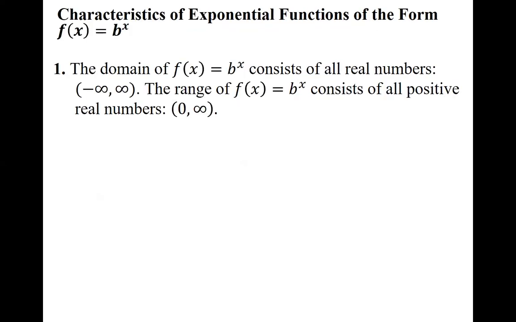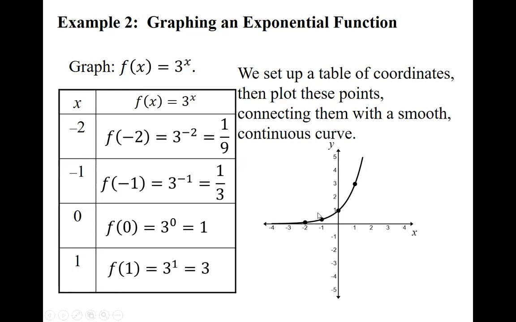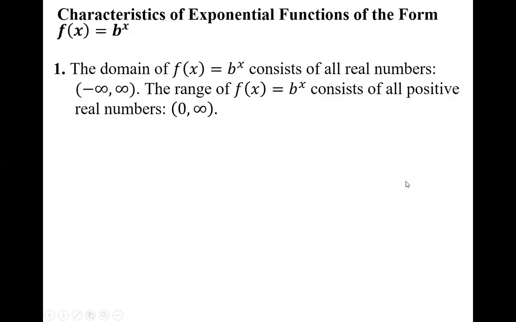The range was just all positive real numbers. Where did the graph exist? It only existed above the x-axis. It's never going to touch the x-axis. The function value is never going to reach 0. But all values above 0 up through positive infinity are accounted for as y values. So the domain is all real numbers, and the range is 0 to infinity, not including 0.